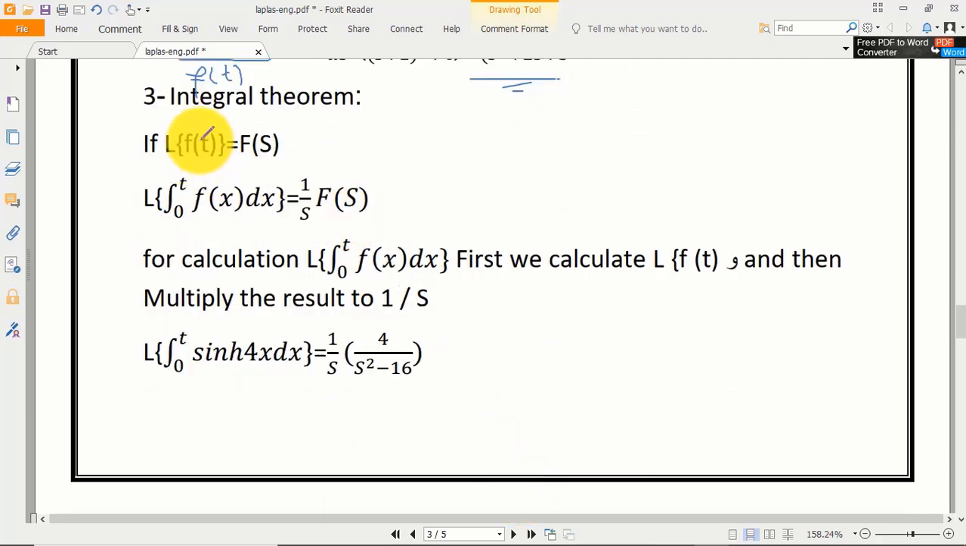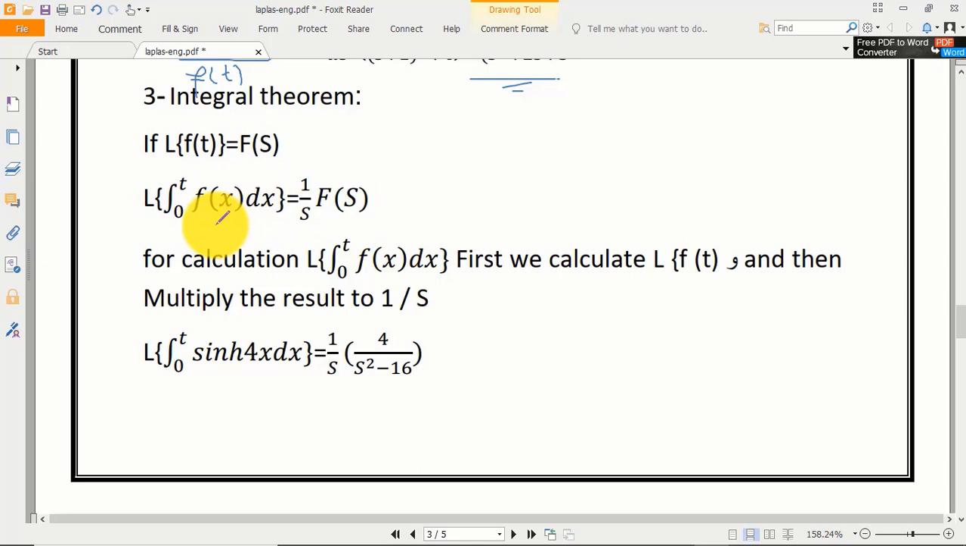The next important theorem is the Laplace of an integral. If the Laplace of f(t) was equal to the right-hand side function, can you guess what the Laplace of the integral from 0 to t of f(x) dx would be? Pay attention. In this case, first of all, you have to evaluate the Laplace of f(x), which is equal to the capital F(s). And you see 1 over s multiplied by F(s). The reason for that is the integral, as I said.